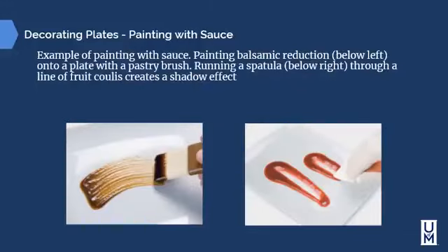Sauce can also be painted on the plate. A word of caution about this: make sure that you use a fresh pastry brush. Do not use a painter's brush because it will shed hair. An example of painting with the sauce, this is using a brush to paint a balsamic reduction onto the plate with a pastry brush, or running a spatula through a line of fruit coulis creates a shadow effect.